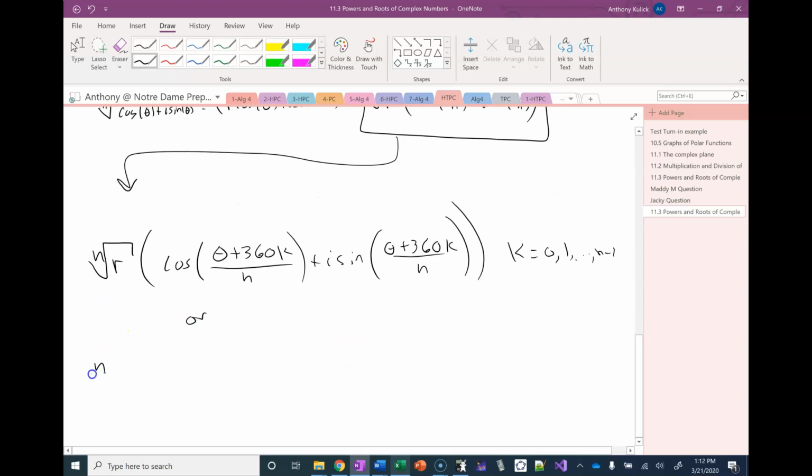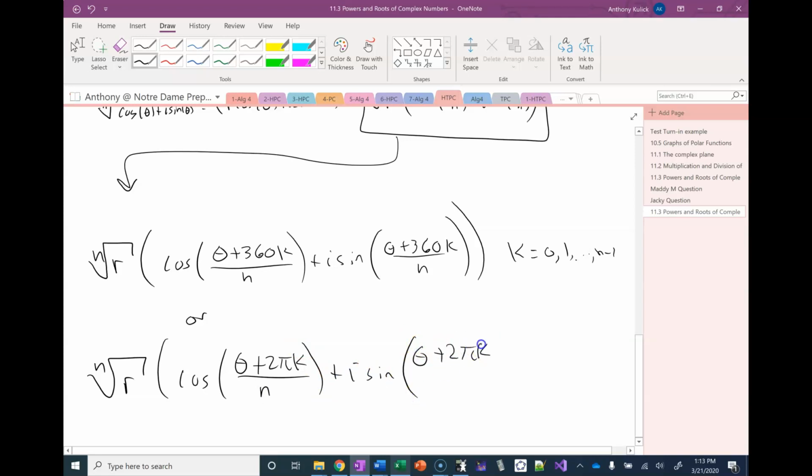Or we could express this in radian form. So again, we'll have the nth root of r times cosine of theta, but instead of 360k, we'll have 2 pi k over n, plus i sine, and again, instead of 360k, we'll have 2 pi k over n. And again, k is going to be just the numbers 0 to n minus 1.